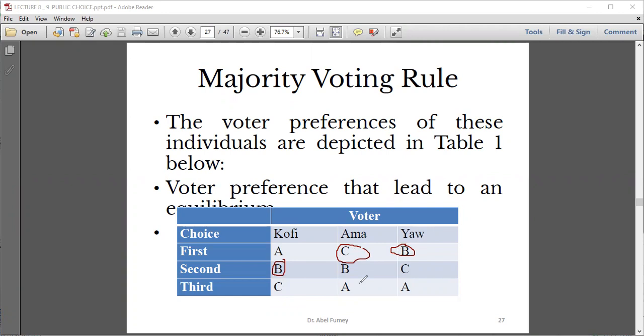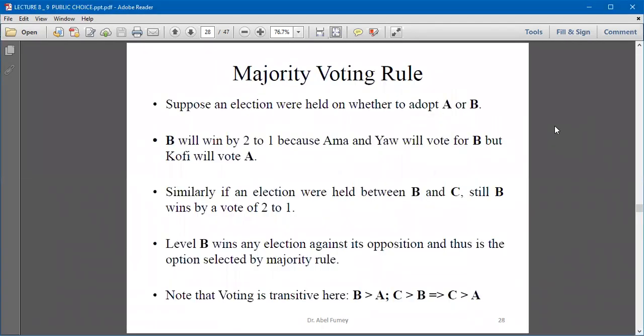So what are we saying here? If an election is conducted between A and B, B is winning. If it's conducted between B and C, B is winning, which means that it doesn't matter which pairwise election we do, B is always winning. So based on the majority rule, B is going to be approved.